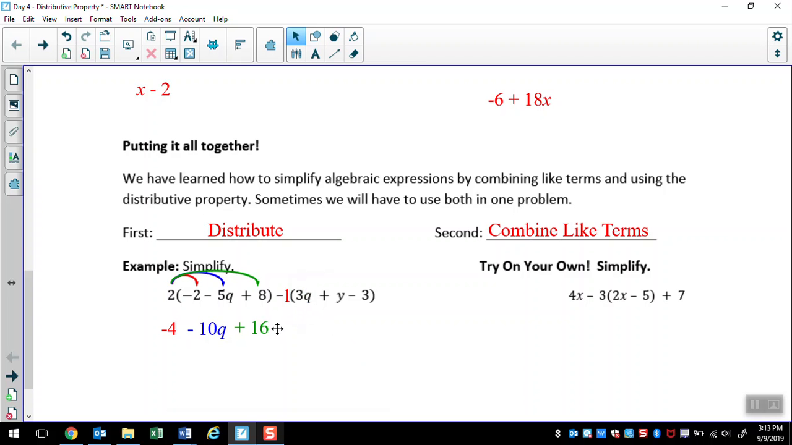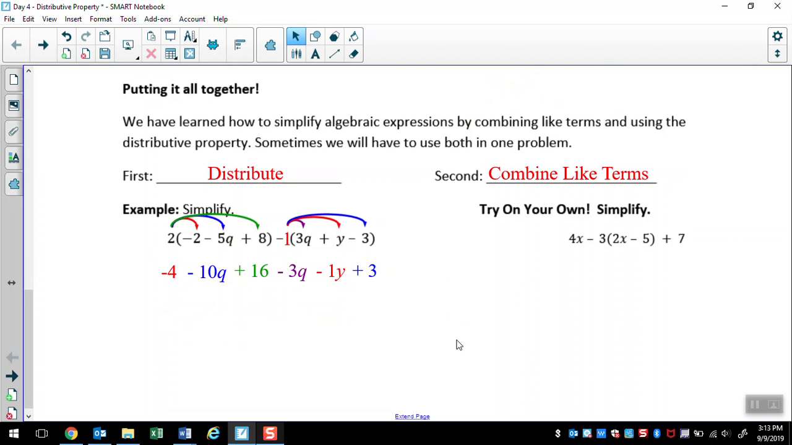Okay, so I am going to distribute a negative 1 to my 3q. That is going to give me negative 3q. Now I'm going to distribute my negative 1 to this positive y. That's going to give me a negative 1y. And then I'm going to distribute this negative 1. Pay really close attention to this. This is a negative 3. And that's going to give me a positive 3. Watch your signs. A negative times a negative gives me a positive.